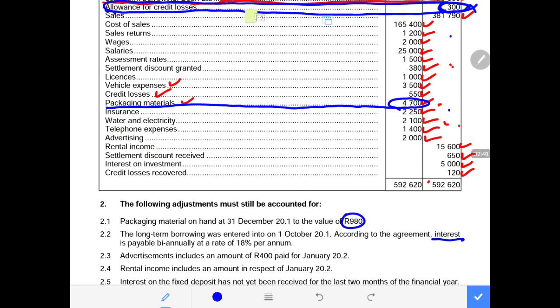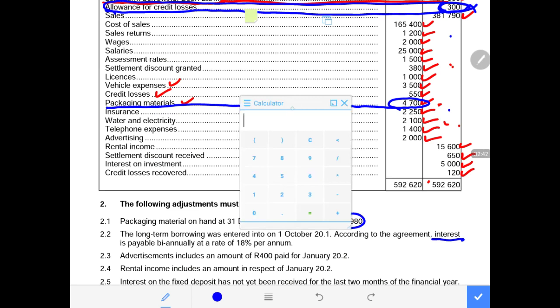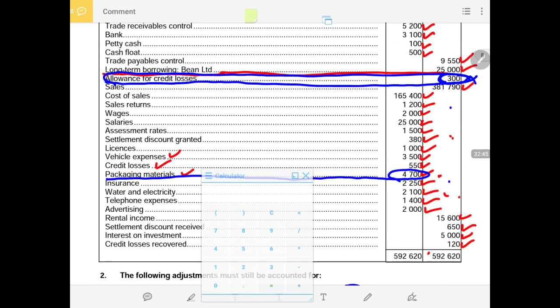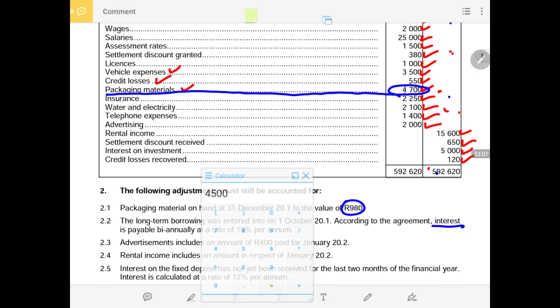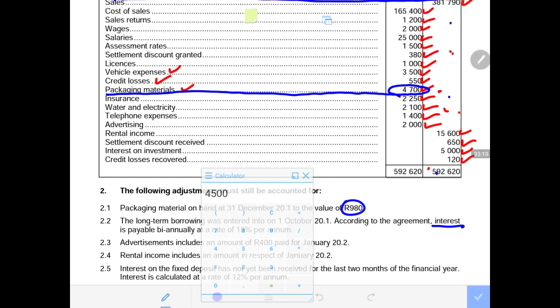That means our interest is supposed to be 18% of the amount that we borrowed. And we borrowed an amount of 25,000 rands. There is the long-term borrowing. 25,000 rands is an amount. So now we're supposed to say 25,000 times 18%. That means interest for the full year is supposed to be 4,500. But we only need to know how much interest we were supposed to pay for the period of only 3 months. Then it will be 4,500 multiplied by 3/12.